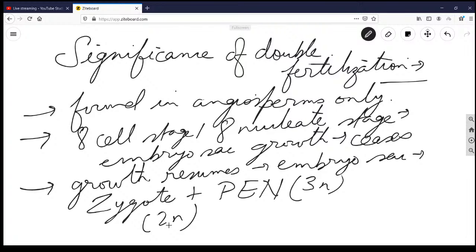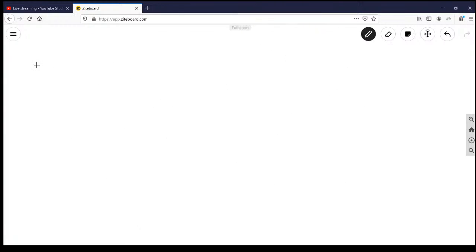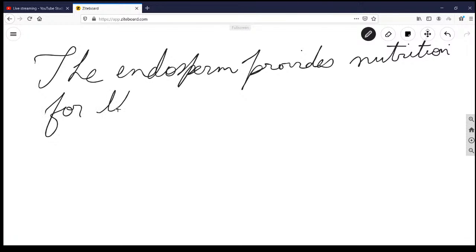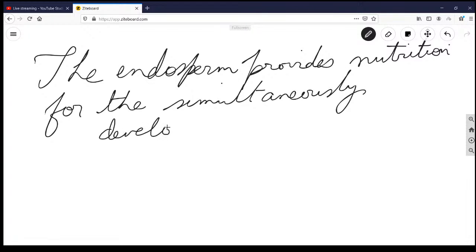The need arises after fertilization because the endosperm provides nutrition for the simultaneously developing embryo. So this is what it does.